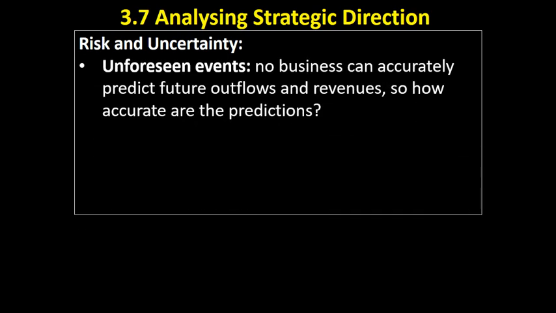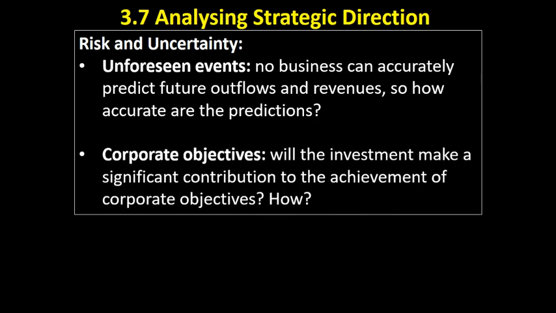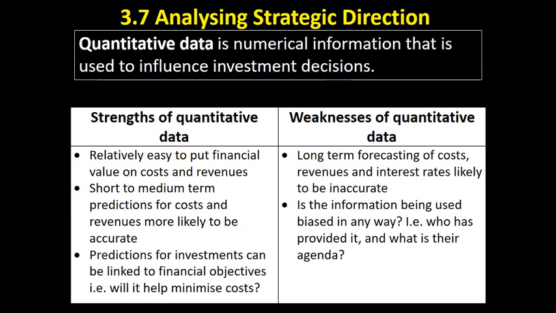Unforeseen events, talking about changes perhaps in the external environment, economic changes in the economic environment, the political environment, can all make our predictions inaccurate and therefore increase the risk and uncertainty of an investment. And finally, you know, to what extent will an investment make a significant contribution to achieving our corporate objectives? Because that's what this whole unit 3.7 is about. We're looking at how we can achieve our corporate objectives. Will this investment actually help us achieve our goals? There's a risk that maybe it won't.